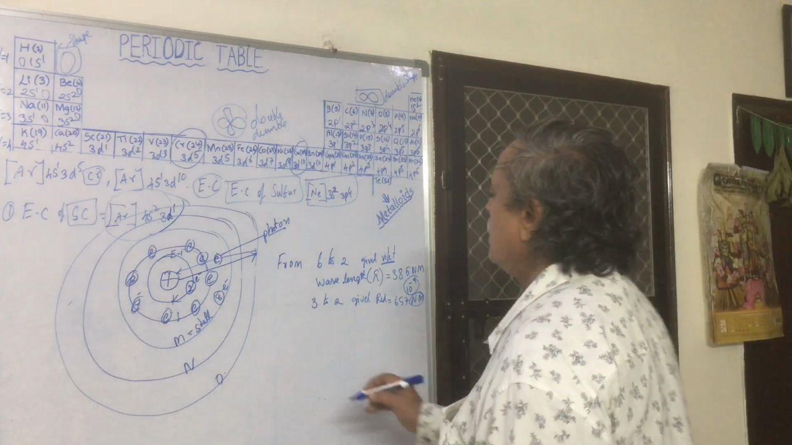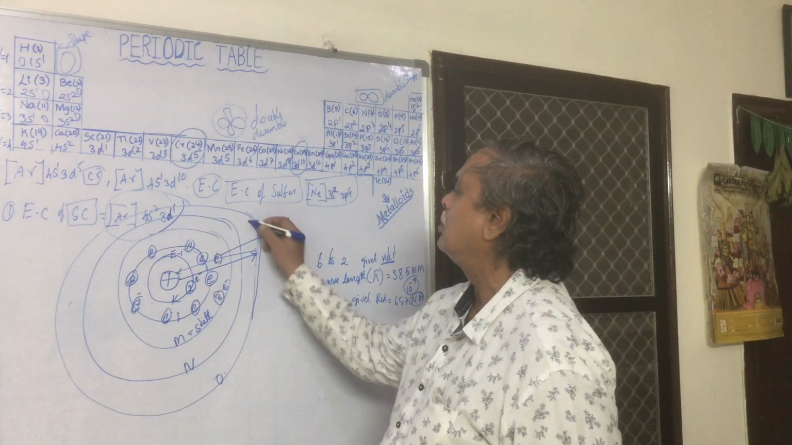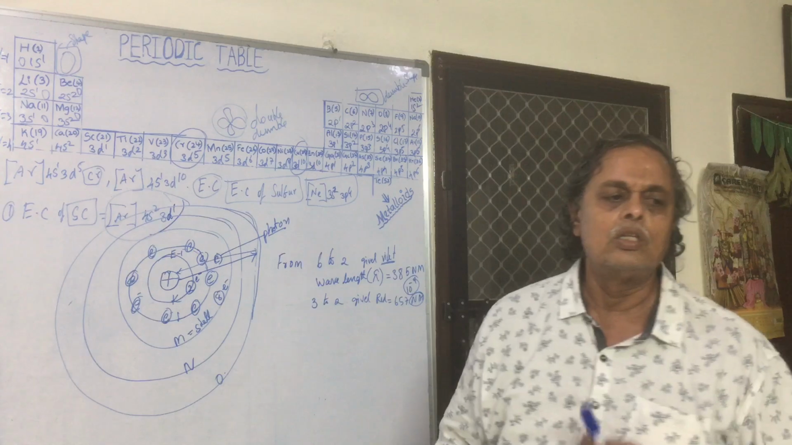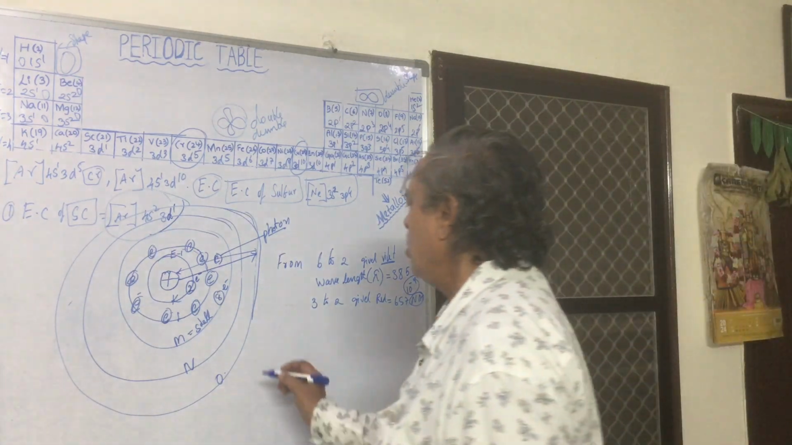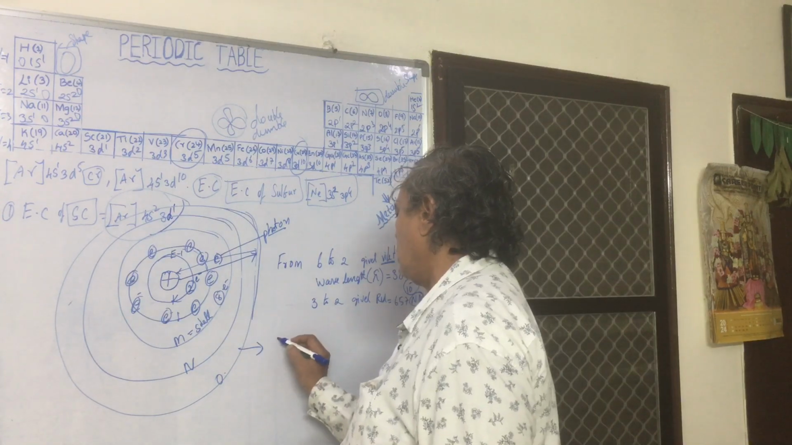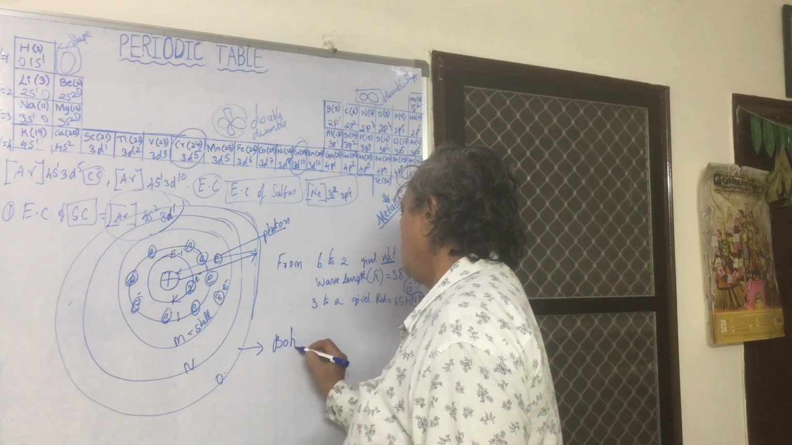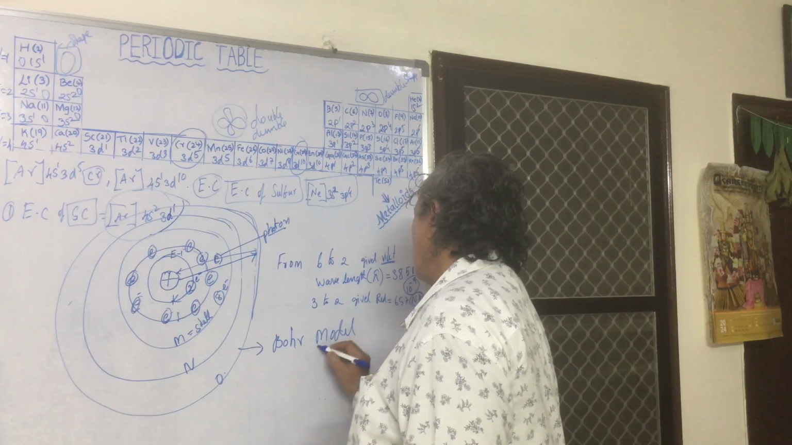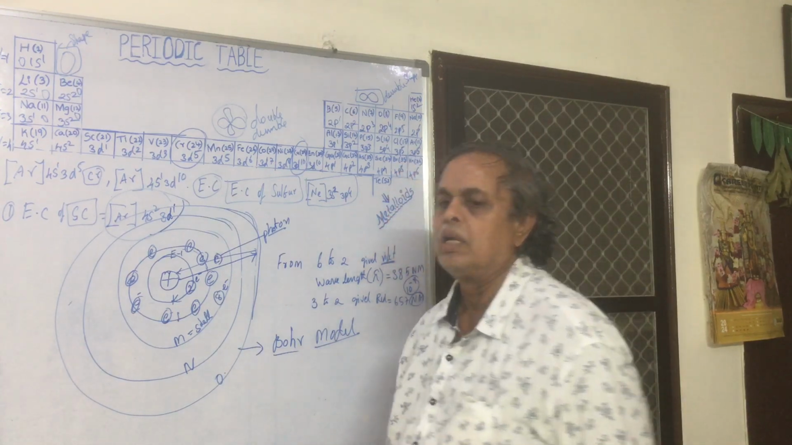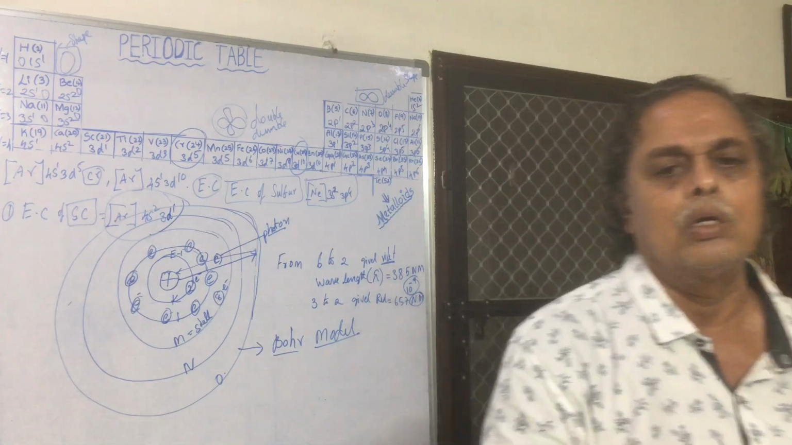What is this model called? This model is called the Bohr model. What are the defects of the Bohr model?